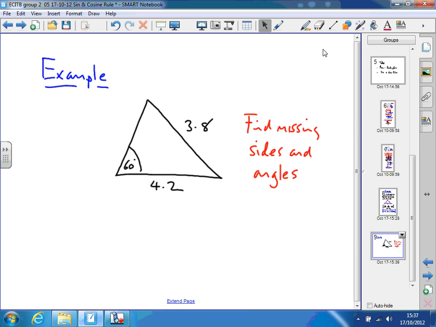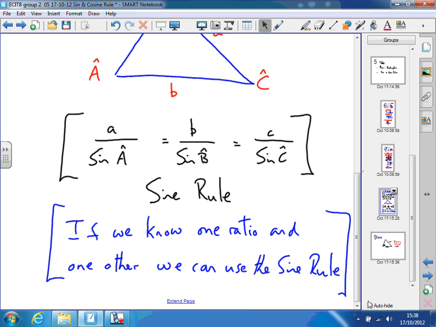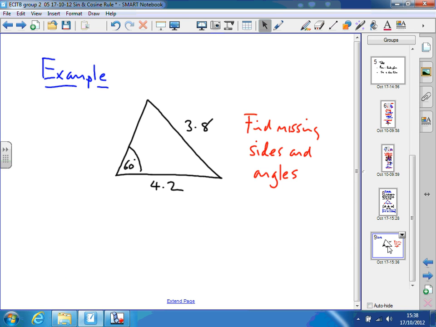So in this example, let's try and find the missing sides and the missing angles in here. First question. Can we use the sine rule? Do we know one ratio and one other piece of information? Right. What ratio do we know? Right, we know this angle and this side. So what do I mean by ratio? I mean, do I know one side and the angle opposite it? And then if I do, I know one ratio. And have I got another piece of information? Yes. So using the sine rule, we can find this angle that's opposite the side we know.